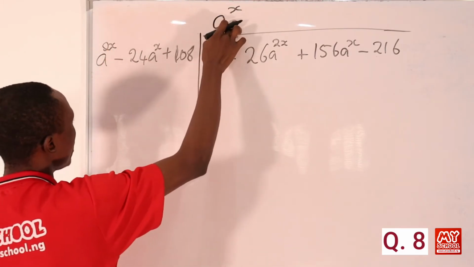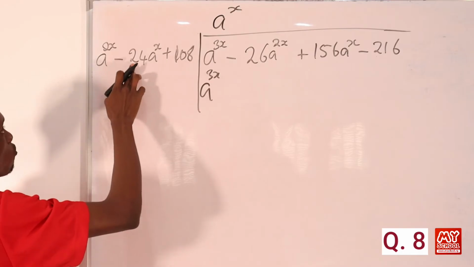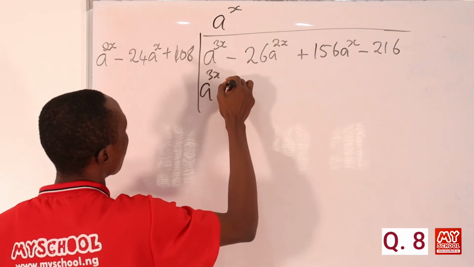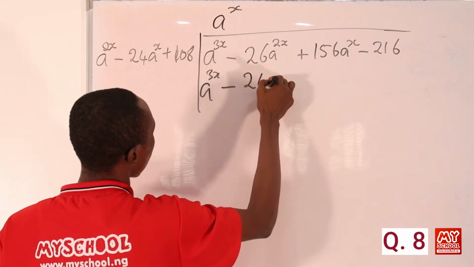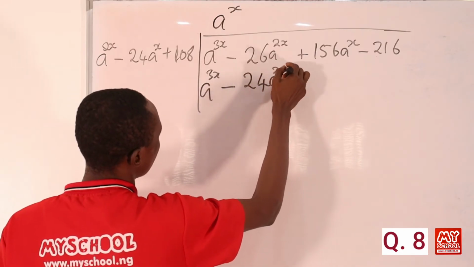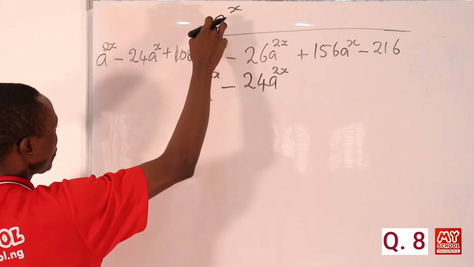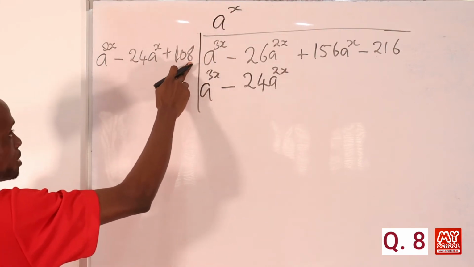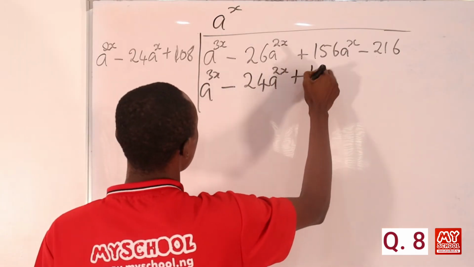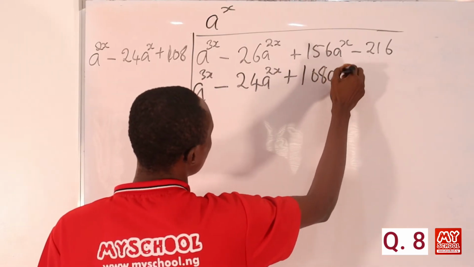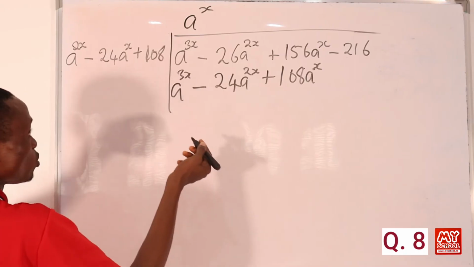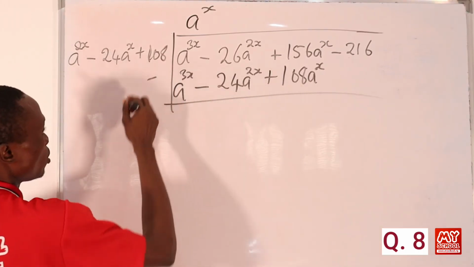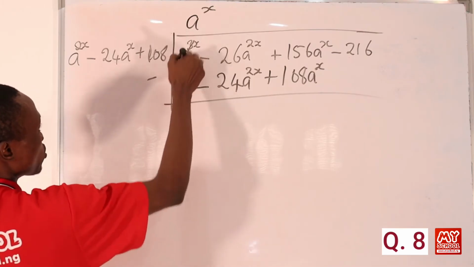Then a times minus 24 a raised to power x will be equals to minus 24a raised to power 2x. Then a raised to power x times plus 108 will be equals to 108 a raised to power x. So the next thing you do is to subtract, just like your usual division.